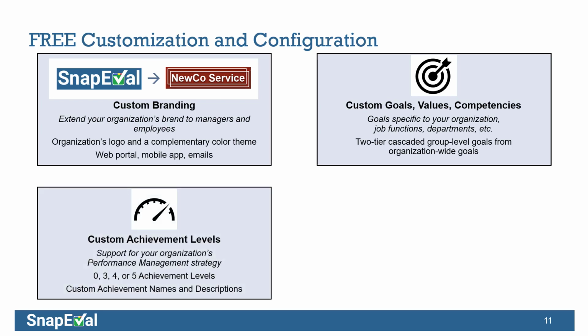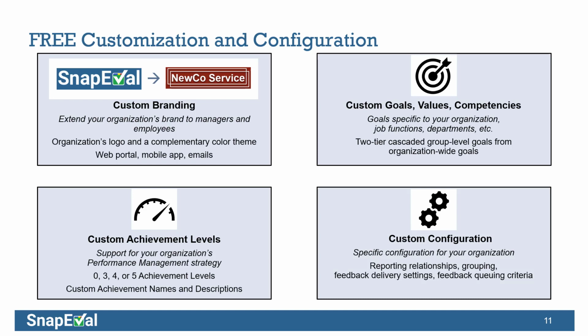The third thing is we'll customize the achievement levels. You can either have 0, 3, 4, or 5 achievement levels in SnapEval. So essentially they can have any naming convention you want. Some organizations don't want any achievement levels. Some want 5 levels. We'll configure that to however you want it to be.